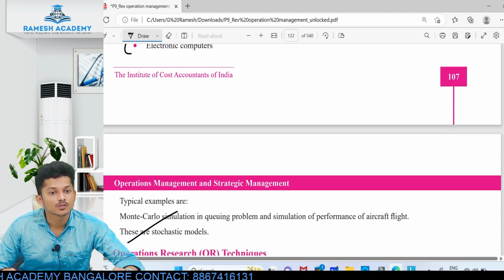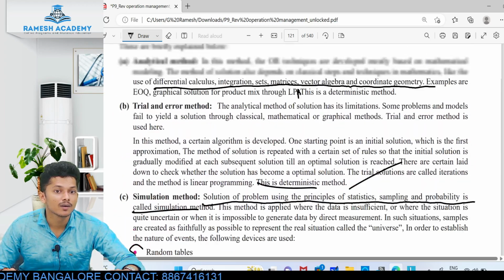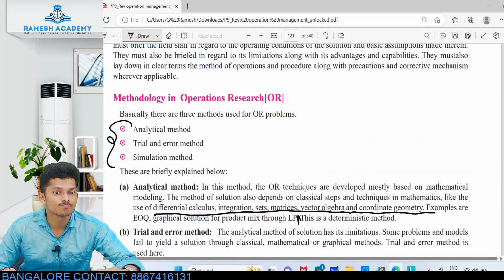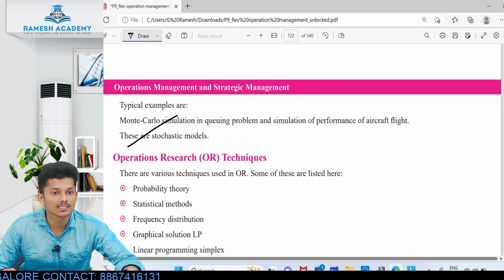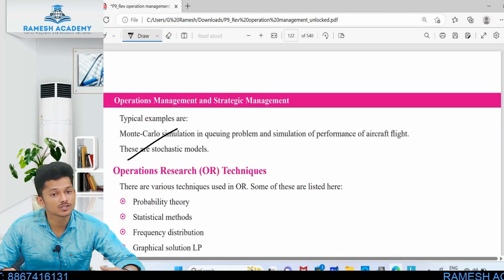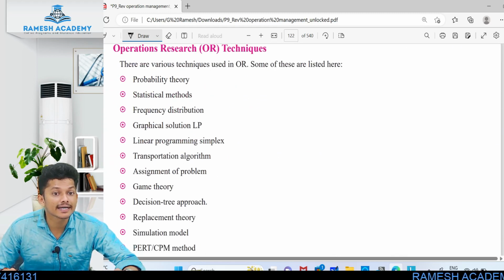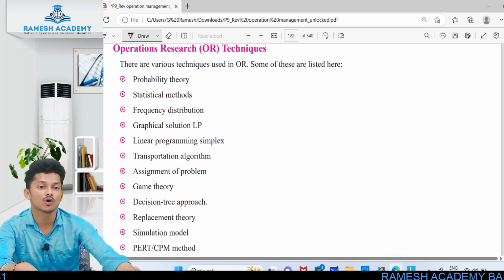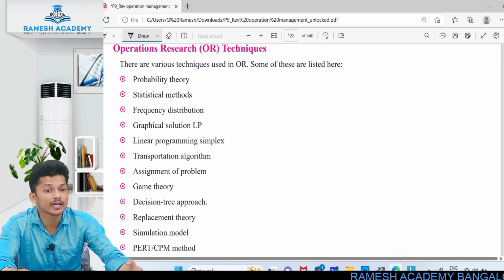Yeah. So here, we completed what? Methodologies. There are 3 methodologies: analytical, trial and error, and then the last one is what? Sampling. Okay, sampling, simulation. Next one, OR techniques. Now there are a few techniques in OR. Which techniques would enable the problem to be solved very easily?